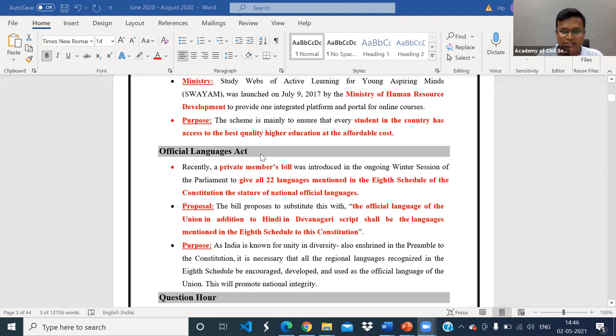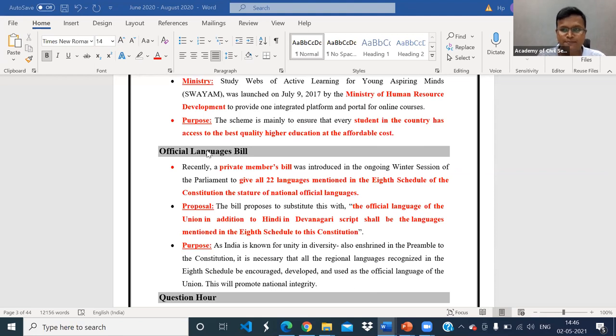Official Language Act, basically it is not an act, it is a bill. See, presently in India, Hindi and English are the official languages. Recently, in the parliament, there was a private members bill. All of you remember, in the class we have discussed what is a private members bill. And you should remember because the private members bill was recently introduced in the parliament. A question will come. A bill introduced by a member of parliament who is not a minister is called a private members bill.